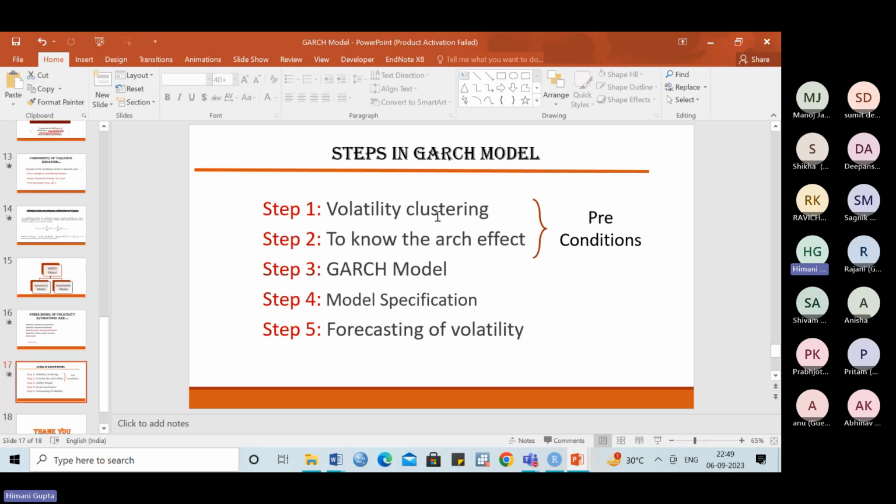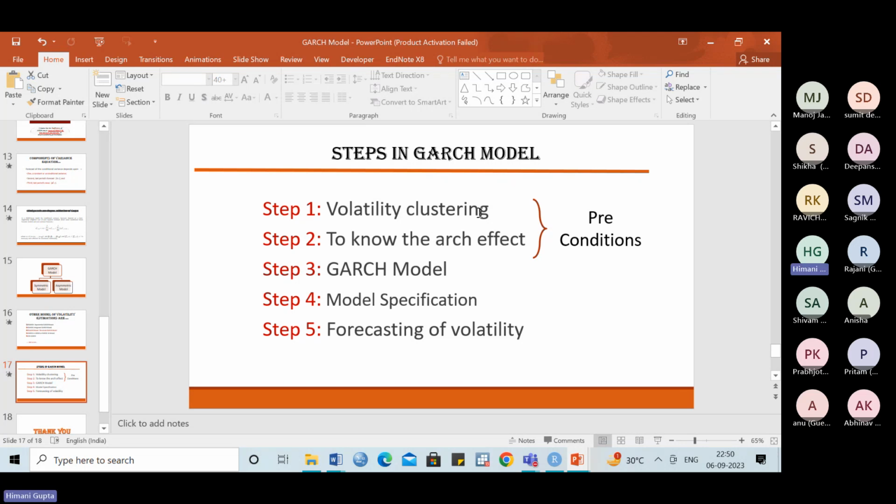And these will be the steps that I'm going to follow. First of all, I'm going to check the stationarity. It's obviously understood, that's why I have not written it. Second, I'm going to check the volatility clustering. Third, I'm going to check whether there is an ARCH effect or not. Then I'm going to create a GARCH model. Then I'm going to make the model specification. And lastly, I'm going to forecast the volatility. These will be my preconditions. If you are not finding the volatility clustering and the ARCH effect, that means I cannot move further.